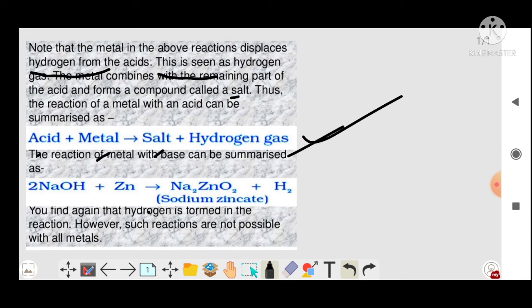Now if we add base, sodium hydroxide, and zinc, then also hydrogen gas is produced and sodium zincate is produced. You find again that hydrogen is formed in the reaction. However, such reactions are not possible with all metals. Hydrogen is produced from zinc, but these reactions are not possible with all metals.